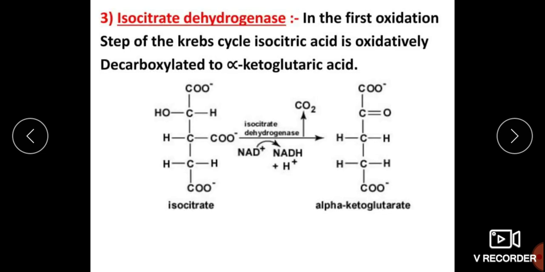Then next, isocitrate dehydrogenase. This isocitrate dehydrogenase carries out the first oxidation step of the Krebs cycle, where isocitric acid is oxidatively decarboxylated to alpha ketoglutaric acid. Because of this dehydrogenation, the hydrogen removed from isocitrate is accepted by NAD, and this NAD gets converted into NADH.